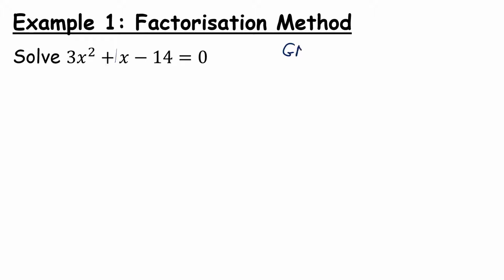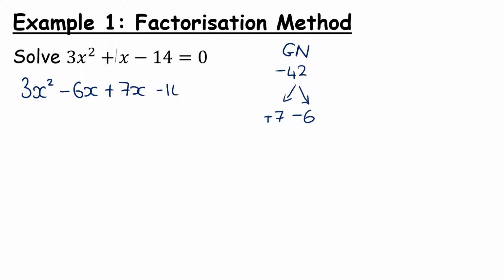So our guide number in this case is negative 42, and that's coming from 3 by minus 14. And then we need the factors of that. So 7 sixes are 42, and the way that these should look, it should be a plus 7 and a minus 6, which will add to give me a plus 1, which is what we want. So now we're going to rewrite it: 3x squared minus 6x plus 7x minus 14 equals 0.